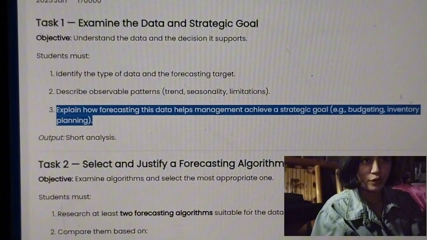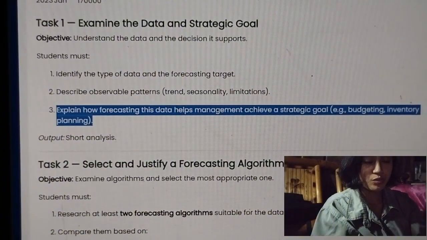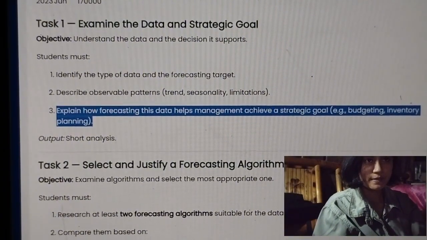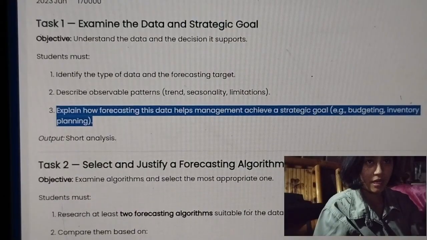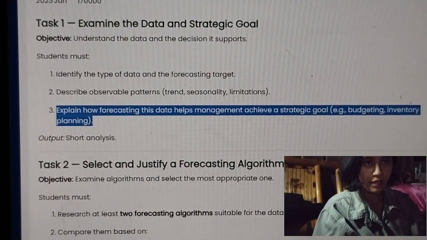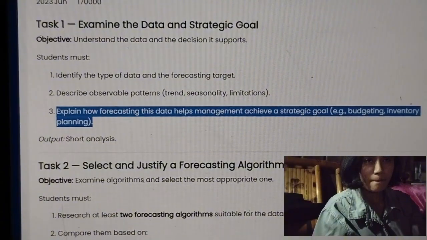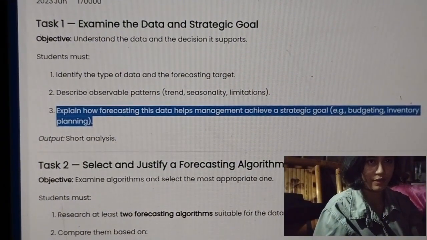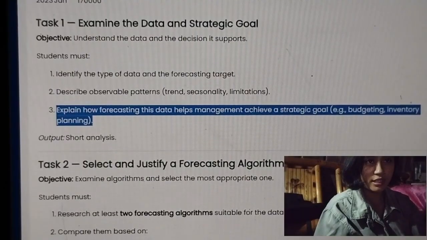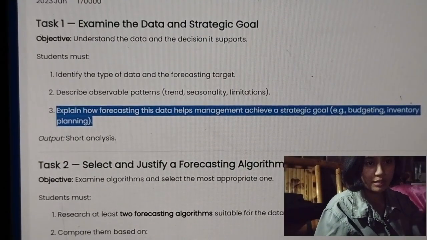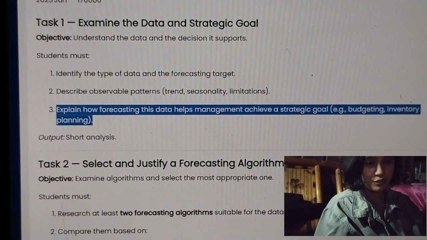Forecasting this data supports management in achieving strategic goals, such as budgeting and inventory planning. By predicting future sales, decision makers can estimate expected revenue, plan inventory levels, and allocate resources more effectively. This reduces uncertainty and allows management to make proactive, data-driven decisions.